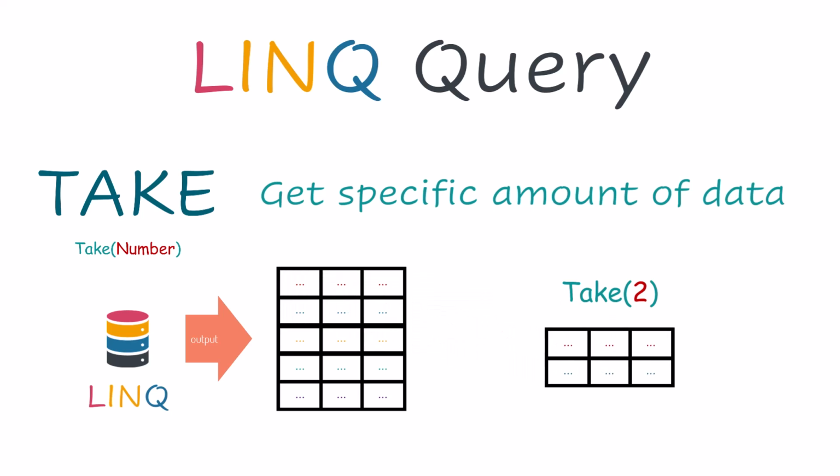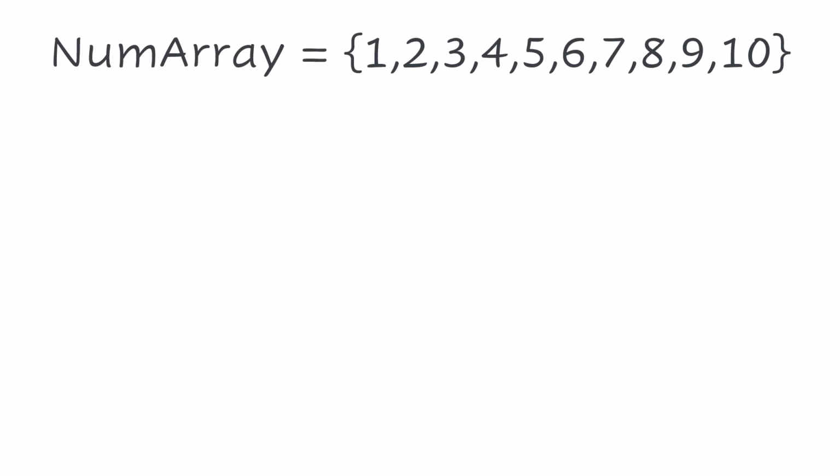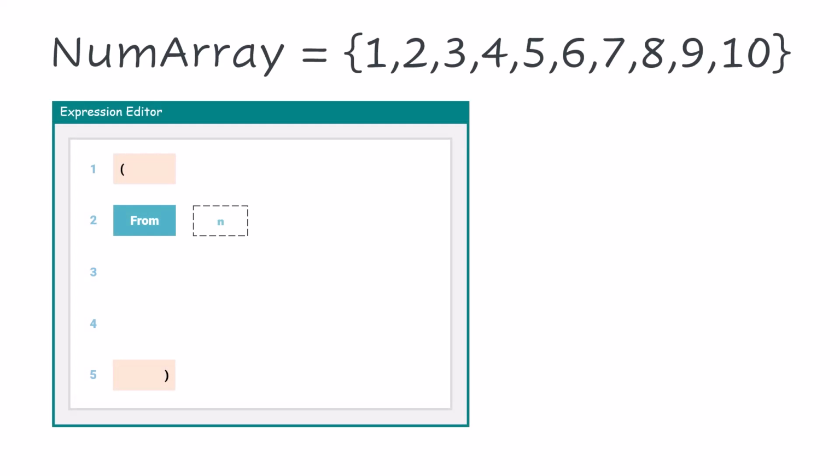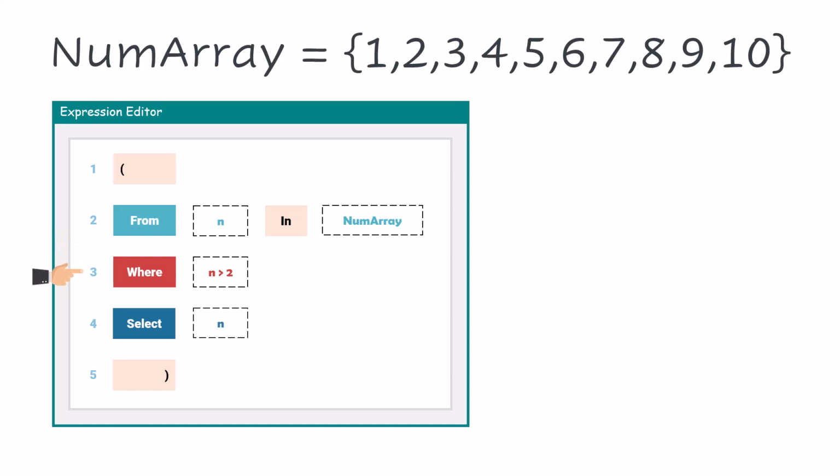Before I start explaining the function in UiPath, let me show you this example to understand the function better before we start using it. Assume I have the following integer array, which contains 10 numbers, from 1 to 10. And I have this simple query. This query loops through all numbers in this array. It checks if the number is greater than 2. Then it selects all numbers which meet this condition.